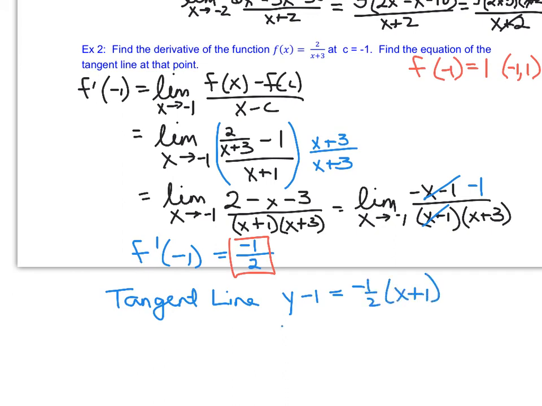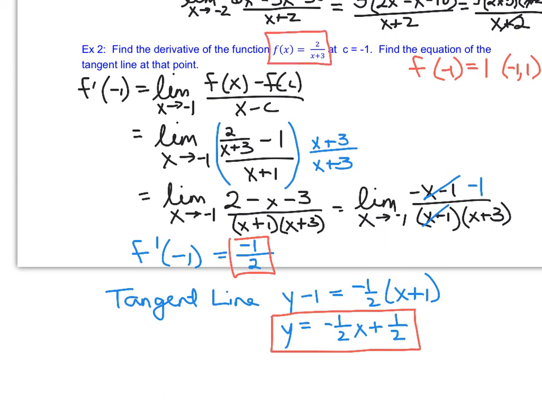I do like to simplify this, so I'm going to say y is equal to negative 1/2 x minus 1/2 plus 1, so that's going to give me a plus 1/2. So that's the equation of the tangent line. And once again, I can check that by substituting my original function into y1 on my calculator, putting this tangent line equation in y2 and see that they are tangent at negative 1.